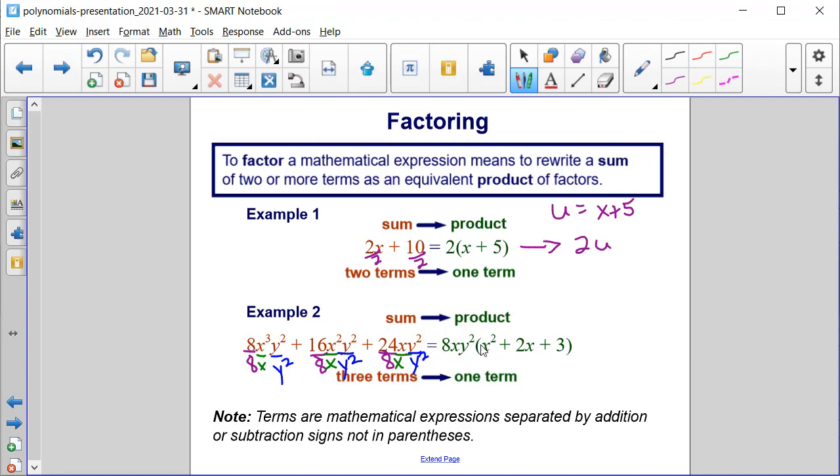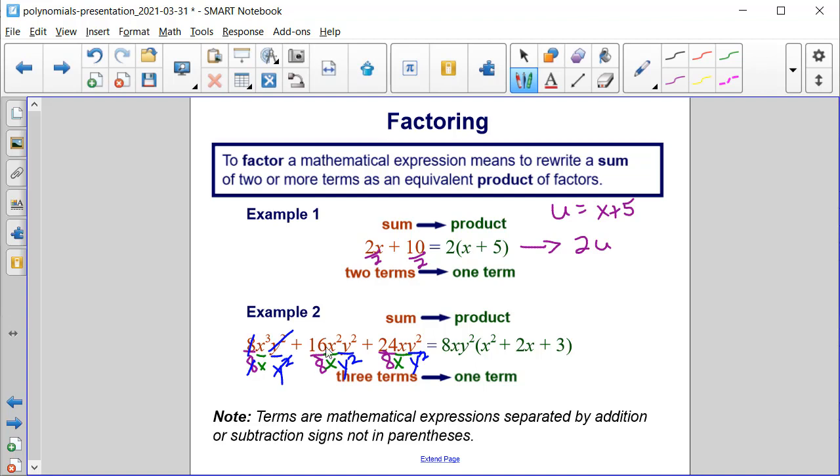So 8 divided by 8 is 1. X cubed divided by x is x squared. Y squared divided by y squared, they cancel each other out or go away. So that's why the remaining term left for the first one is x squared.